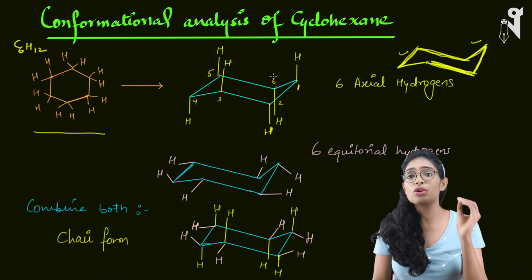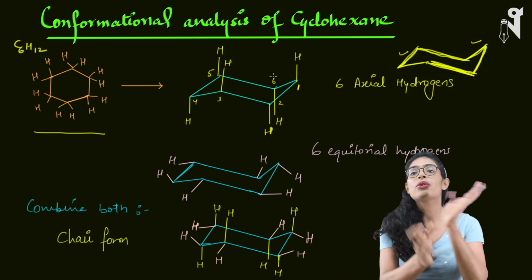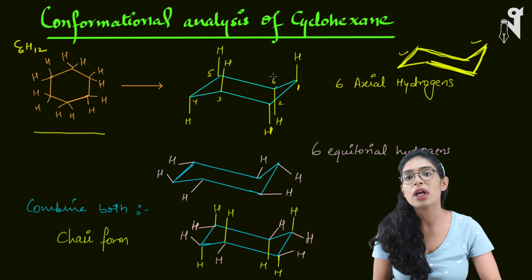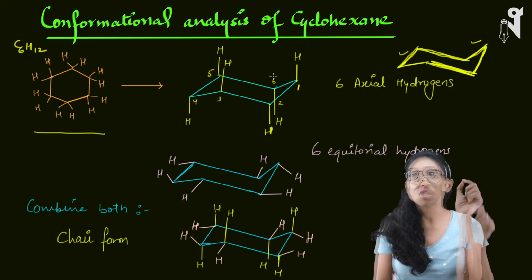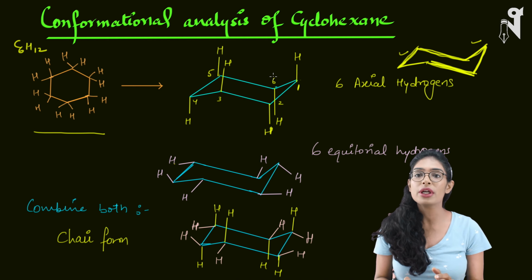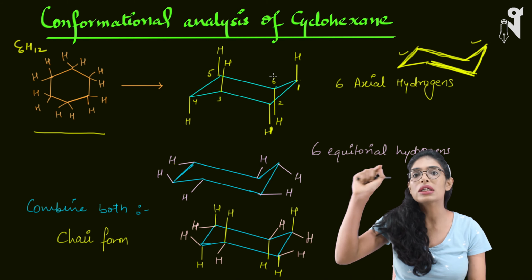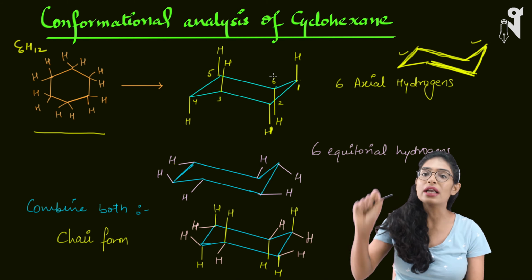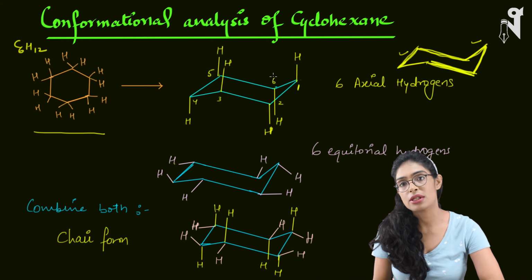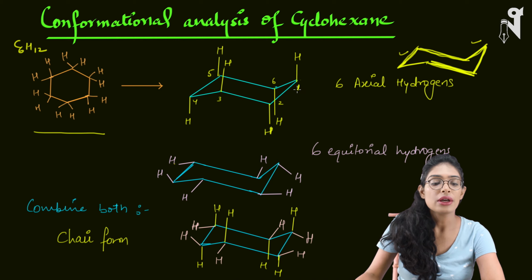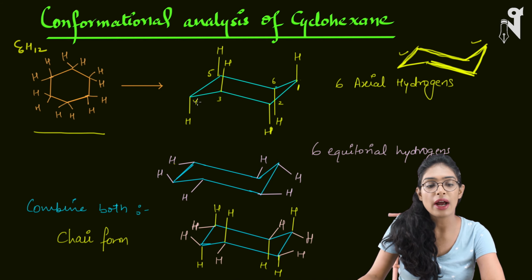That means your marking should not change, because when we'll be doing ring flipping and when we'll try to form different other conformations, if the numbering is varying, then you yourself will get confused. So fix one type of numbering in your mind, from where you want to start carbon 1, and follow that numbering always, so that you never make a mistake. Okay, so I started from here: 1, 2, 3, 4, 5, and 6.